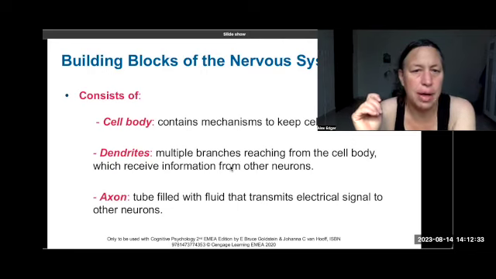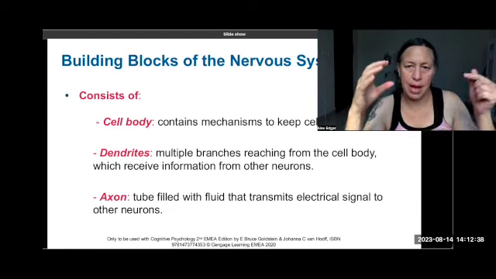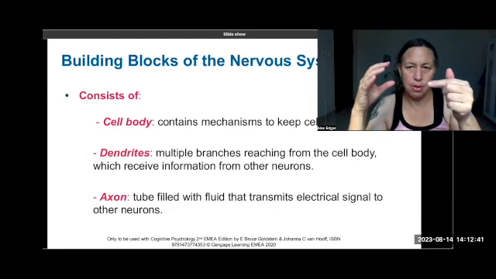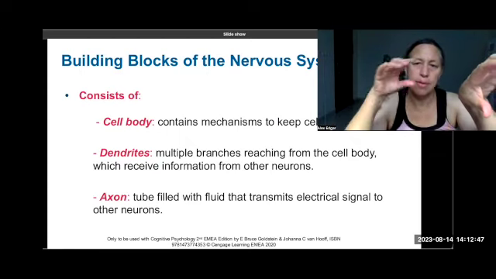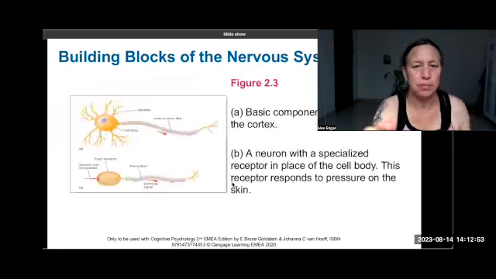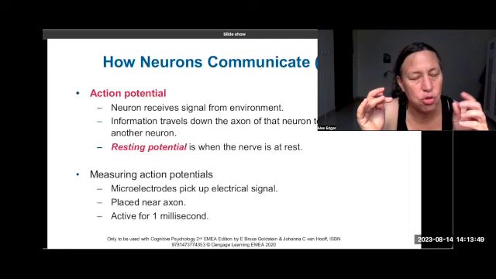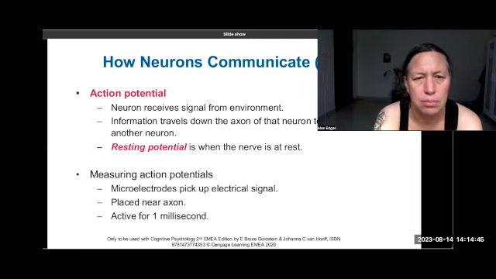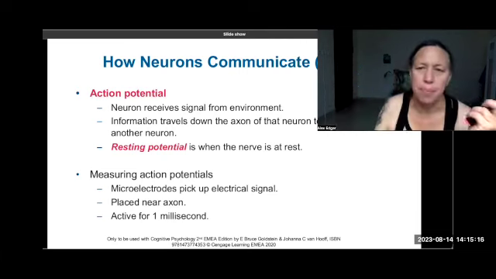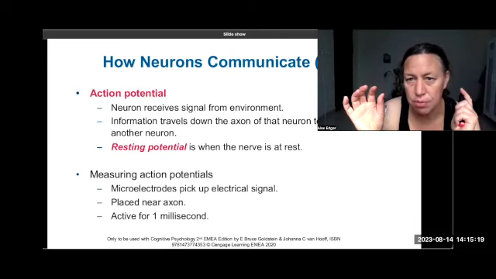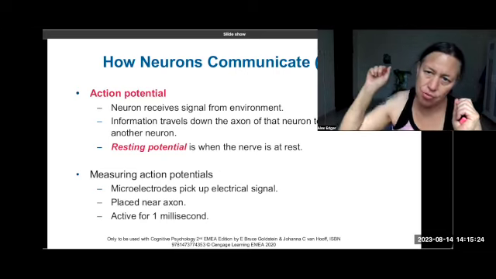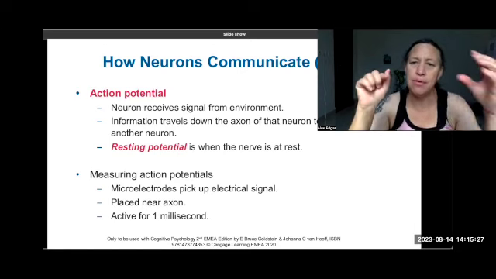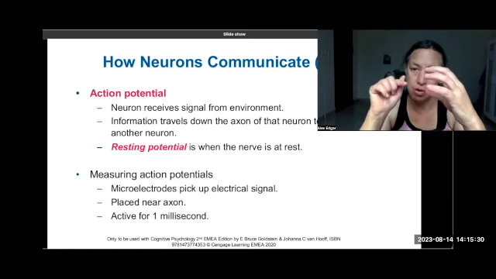Okay, so let's look at this. Dendrites are the receivers and the axon is the transmitter. So you go dendrites, cell body, axon. Okay, so here's your nerve cell. It's got a resting potential. An action potential means that that nerve then fires. An electrical signal then travels along the axon and arrives at the dendrites of another neuron.